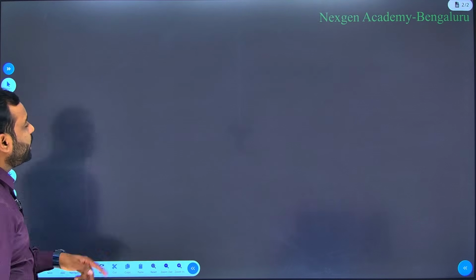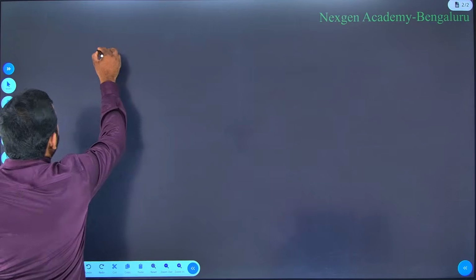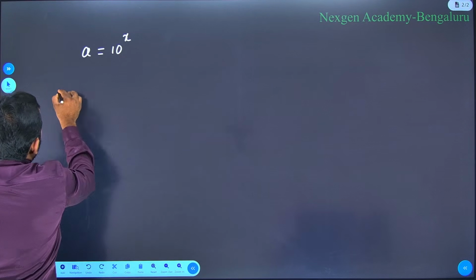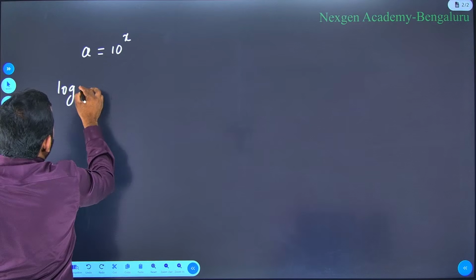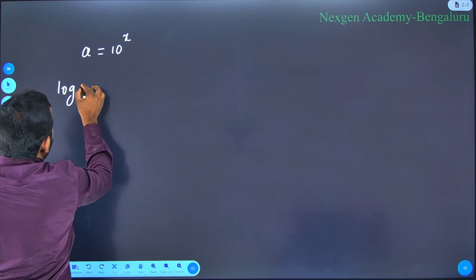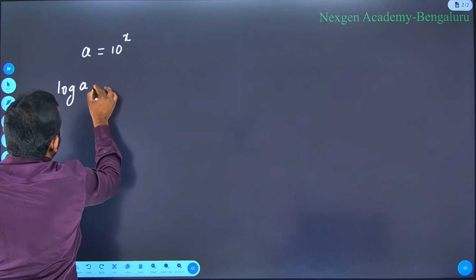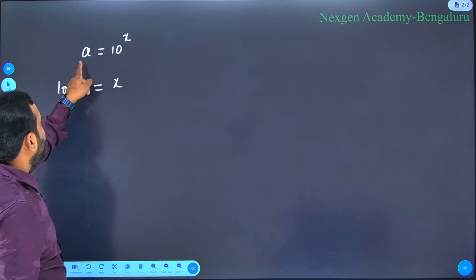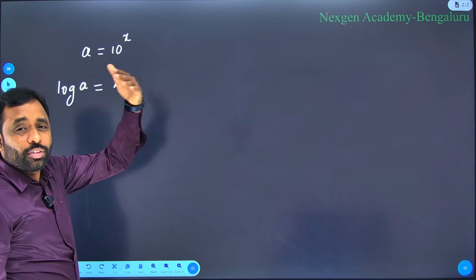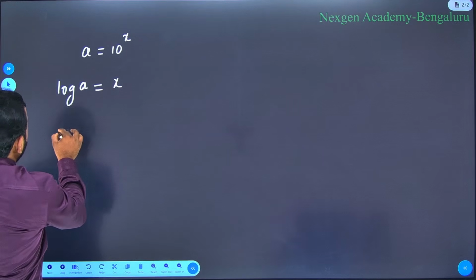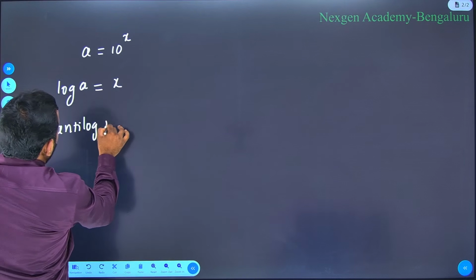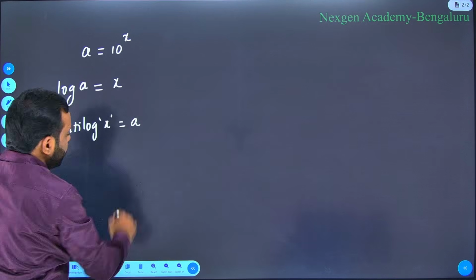Okay, so in the next slide we'll see what is meant by this. A is equal to 10 to the power of x. So if you wanted to know the x, log A is equal to x. That means A is written as 10 to the power of something. Clear, right? At the same time, antilog of x is equal to A, we write it.